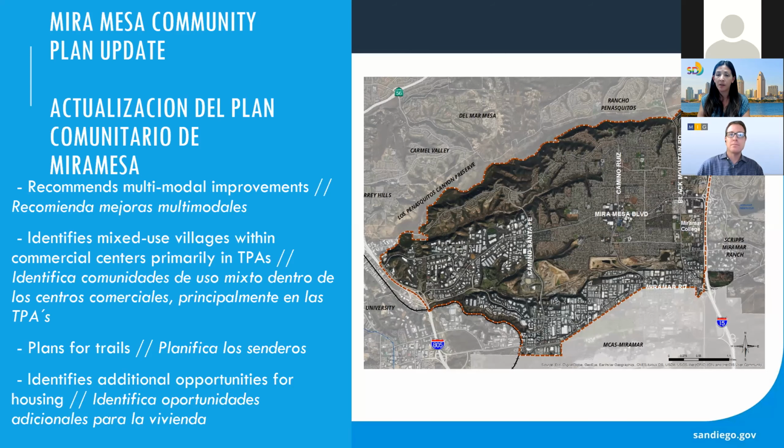Specifically, the Mira Mesa Community Plan Update will address housing and employment growth by identifying mixed-use villages along transit corridors in Mira Mesa, Carroll Canyon, Sorrento Mesa, and Miramar employment areas. The plan update will also identify new public spaces, plan for trails where consistent with conservation policies and regulations, as well as the mobility network.